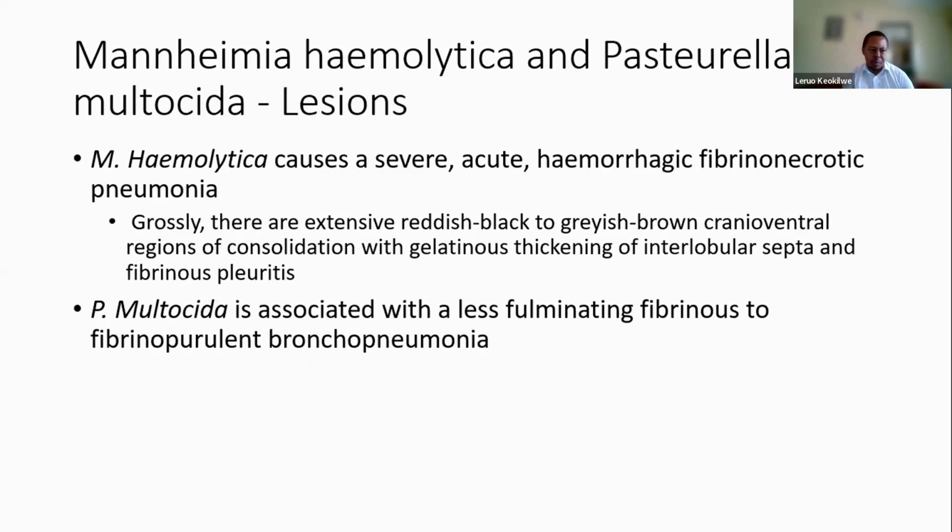And then we will move on to the pathologic signs of Mannheimia hemolytica. These would be severe acute hemorrhagic fibronecrotic pneumonia. And then grossly, the extensive reddish black to grayish brown cranioventral regions, but we will look at the pictures. But you can already see that Mannheimia hemolytica can closely resemble CBPP lesions, and the same for Pasteurella multocida.